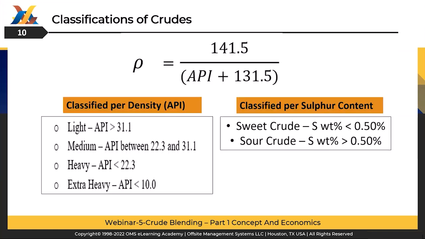Just to classify, crude is classified by 2 properties: API gravity, which is density, and sulfur. Light crude is greater than 31.1, medium is between 22.3 and 31, heavy is less than that, and extra heavy is less than 10. For sulfur, it's called sweet crude if the sulfur content is less than 0.5%, and sour crude if the content is more than 0.5%. So now we understand how crudes are classified in terms of API and sulfur content.